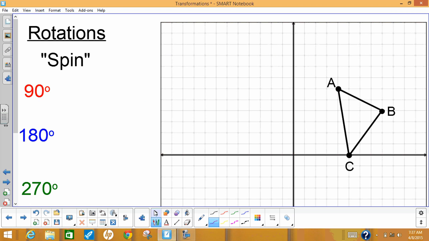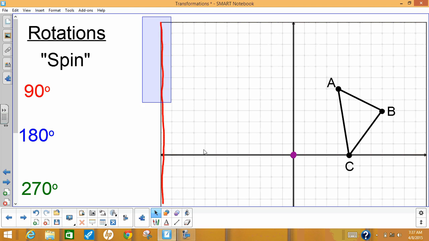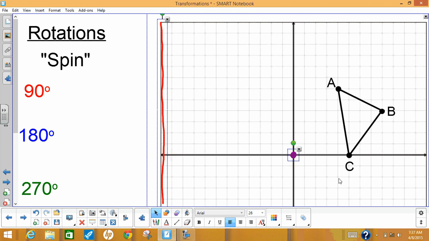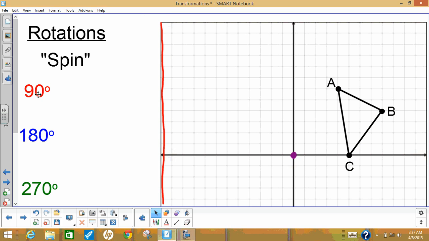Our last type of transformation is rotation, and we're going to rotate by 3 different degree measures here. And we're going to rotate around the origin. So this point here, 0, 0, is our center of rotation. I'm going to put a red mark on the left side of my coordinate plane because I'm going to refer to the left side of your paper. And we're going to rotate counterclockwise around the origin.